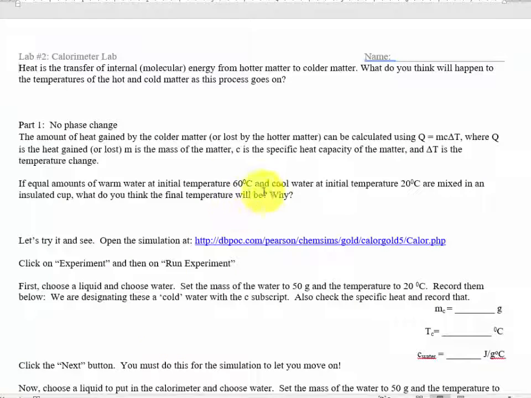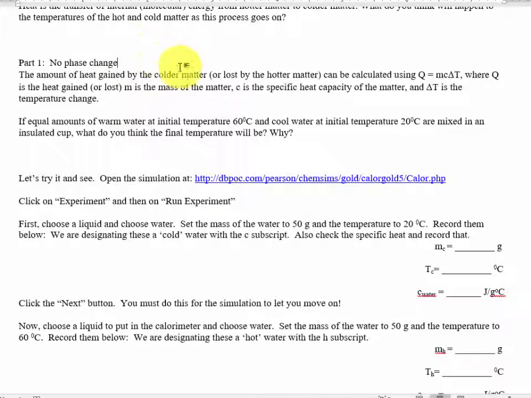Alright, this is a quick little introduction for the Calorimeter Lab, and in case you can't tell, lab number 2. I totally shamelessly stole this from my 202 classroom. So what we're going to do is take a look at energy when there is no phase change, and then we'll take a look at energy when there is a phase change. At the end of the day, energy will always be conserved.